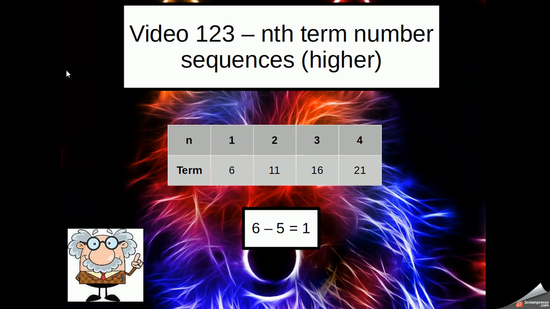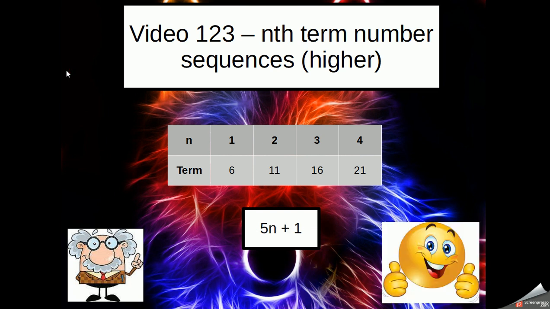Well, if I work out the difference, 6 take away 5 gives us 1. That tells us we have to add 1 on to 5 to get 6. So whatever number you found in front of the n, whatever the difference is, work out what you have to add on in order to get the first term. And that will now give you your equation. 5n, the 5 is the difference between the terms, and then adding 1 on, because for the first term we have to add 5 to 1 in order to get 6.